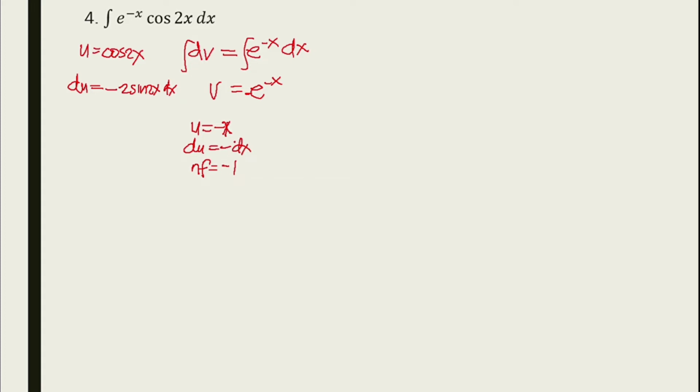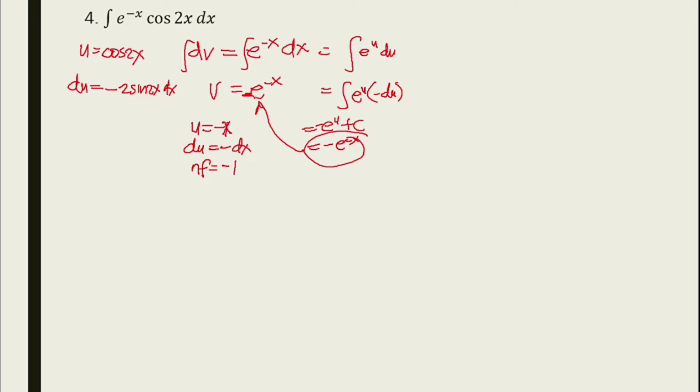By simply substituting, we could have the negative on this side, so we have the integral of e to the u du. The integral of e raised to u times negative du gives negative e to the u plus c. So therefore we have negative e raised to negative x. That's why we have a negative sign in this part.